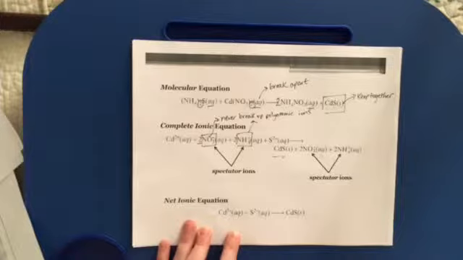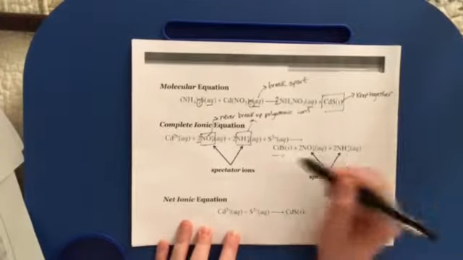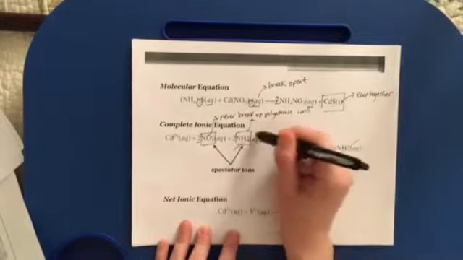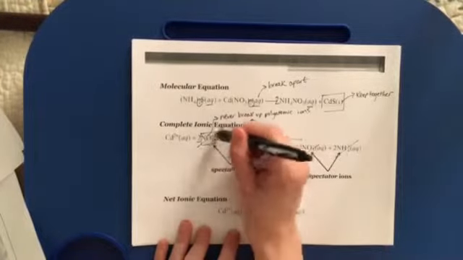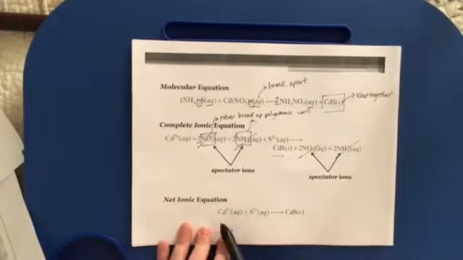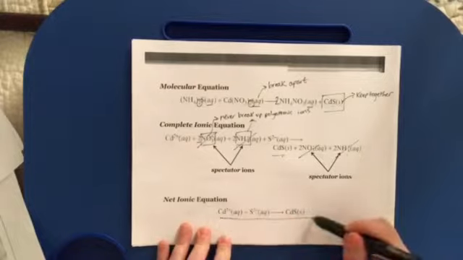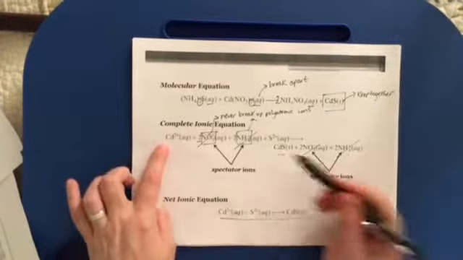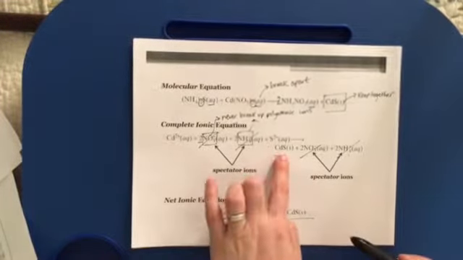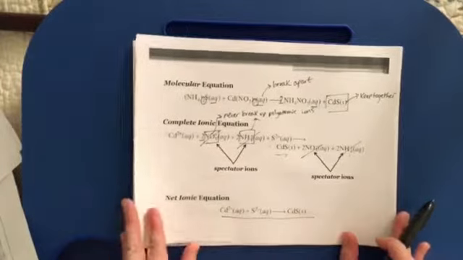Once you do that, you can cancel out spectator ions. So I've got these on both sides, these on both sides. And so this is my net ionic equation. These ions are what's left because they form the solid.